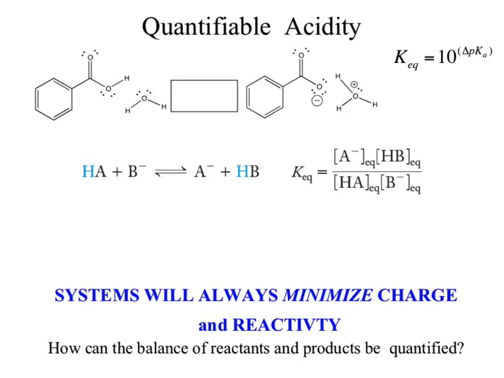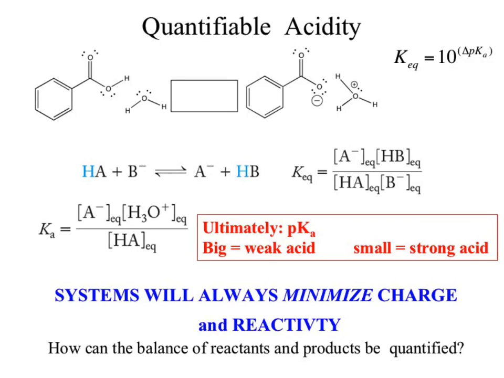We could bring in all sorts of equilibrium constants and products and reactants and all sorts of fun stuff, which you already know from 152. Correct? Yes. Thank you, because I don't want to teach it. Okay? Ultimately, the big conclusion we need to get at is pKa. A big pKa is a weak acid. Small pKa is a strong acid. That's really all I want you to get out of it.